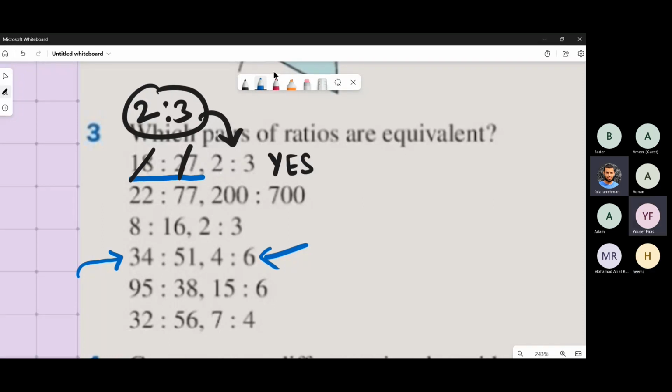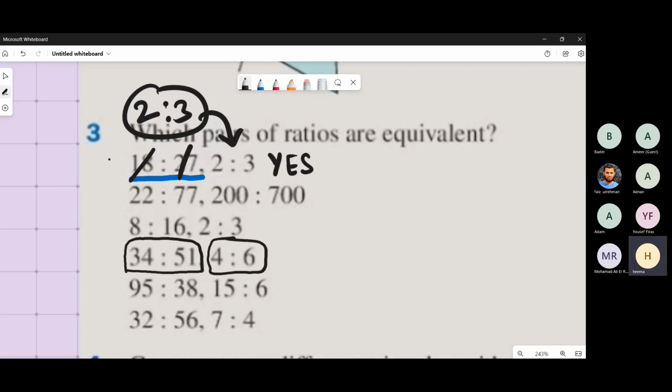Now, can you tell me, Ibrahim, if we simplify 34 and 51, what will you get? I said, if you're going to simplify 34 to 51, what do you get? And if you simplify 4 to 6, what do you get? I'm asking you 2 questions. 4 out of 6 gives you 2 to 3. Okay, good.